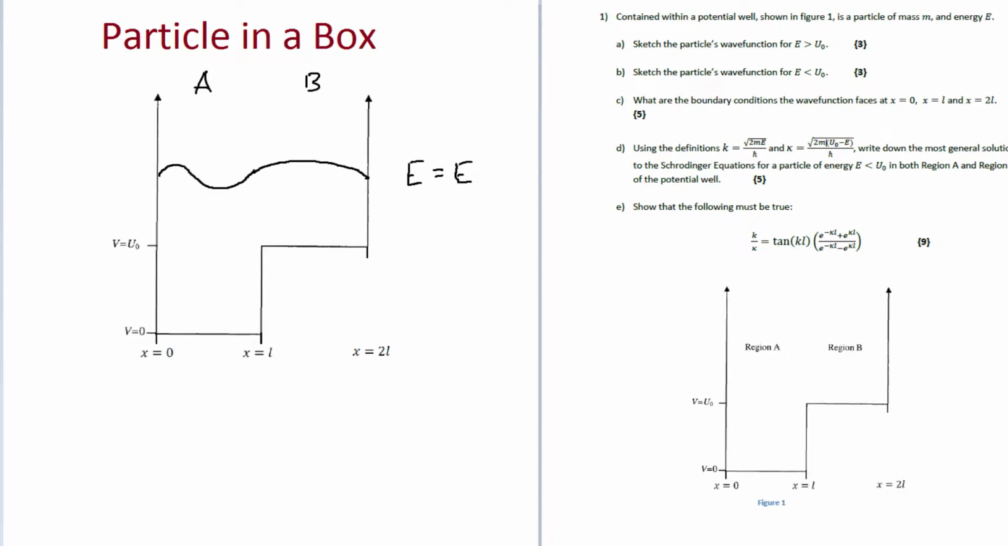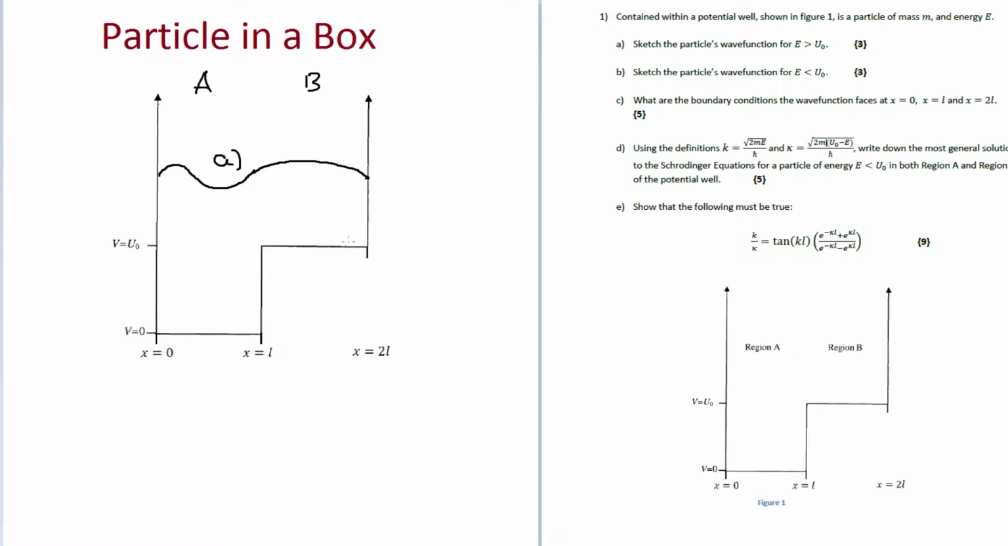And what's important to note is that I haven't drawn anything specific on here. I haven't given this some relative length. I've just made sure that it's clear that this wavelength here is longer than our beginning wavelength in region A. That's all you need to worry about. So that's our question A. That was really easy, right? 3 marks. And question B is very similar.